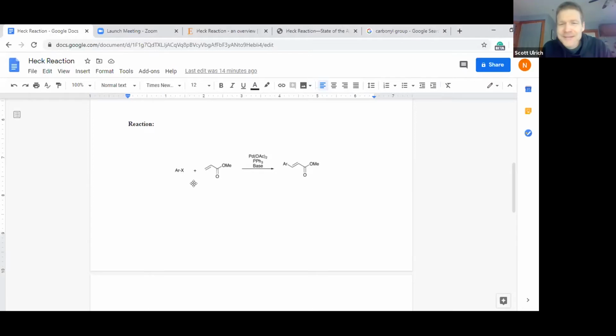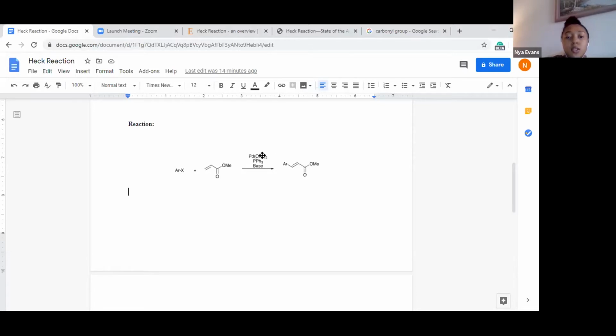Can I interrupt for a second? Sure. So AR is an abbreviation for an aryl group. I know it's a very unfortunate abbreviation, because it of course is an elemental symbol, but AR is any aromatic ring. So it could be just benzene or naphthalene or some hydrocarbon, or one with nitrogens or oxygens or whatever. So any aromatic ring. Okay.